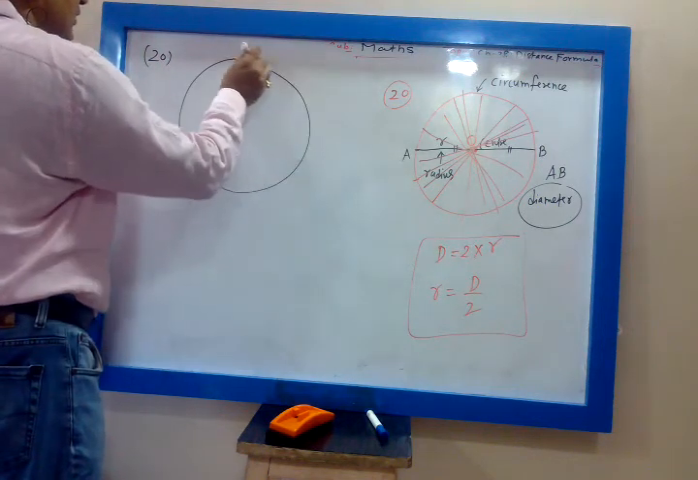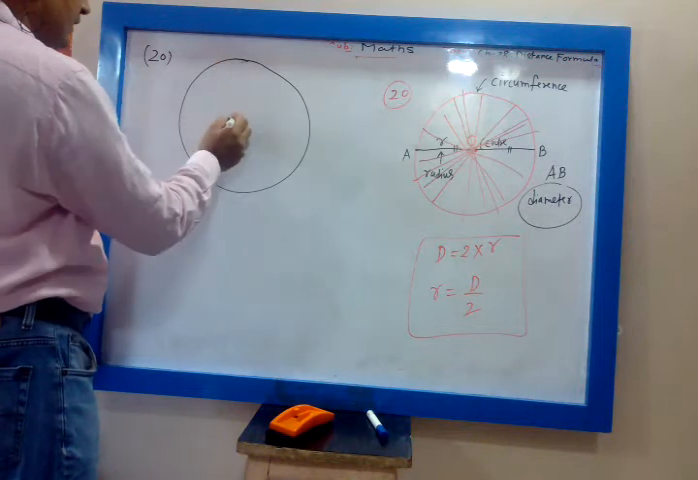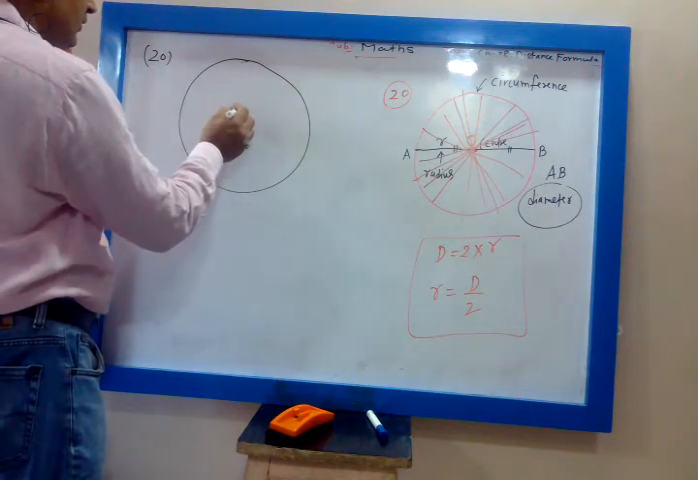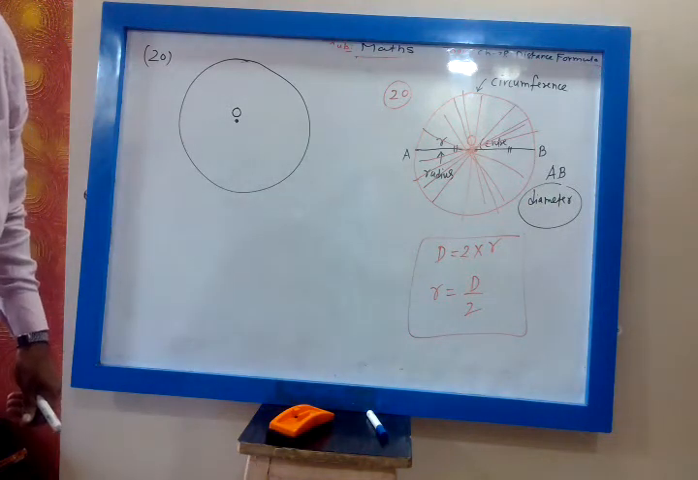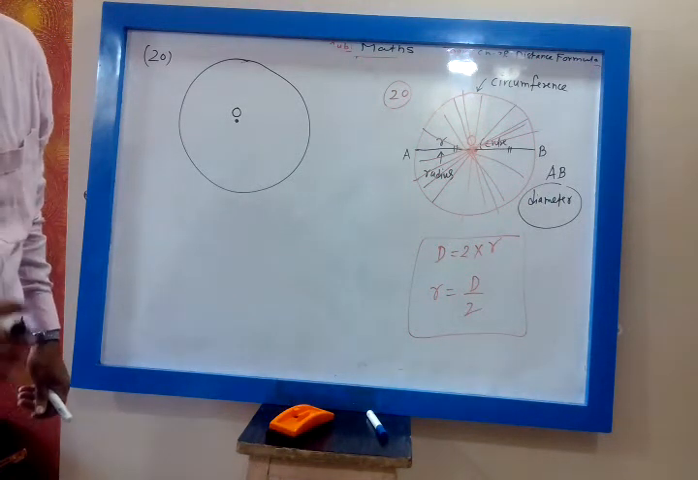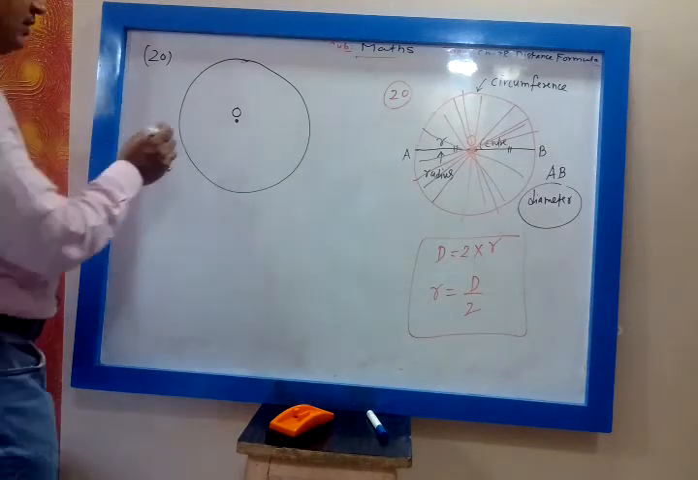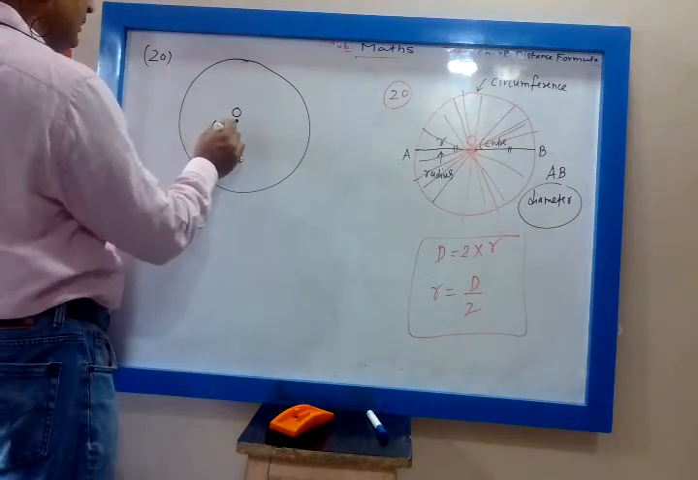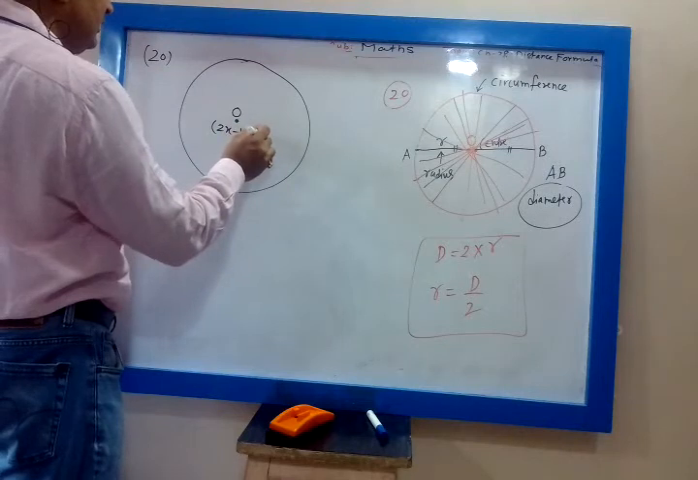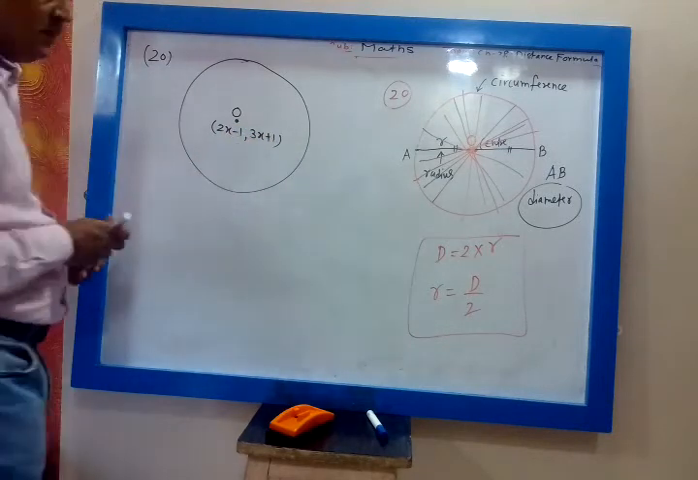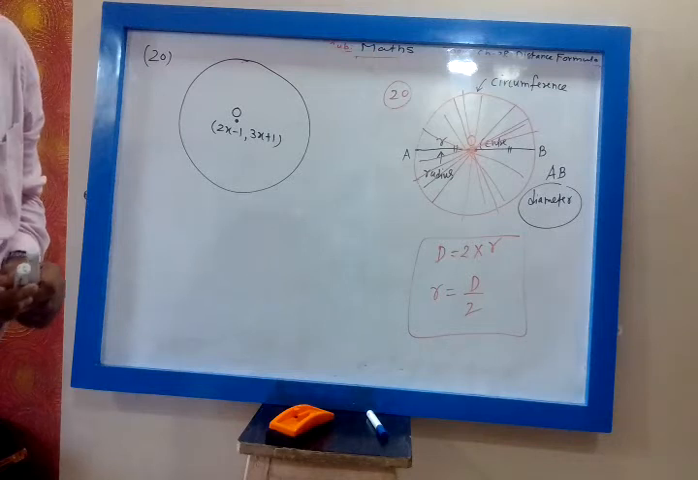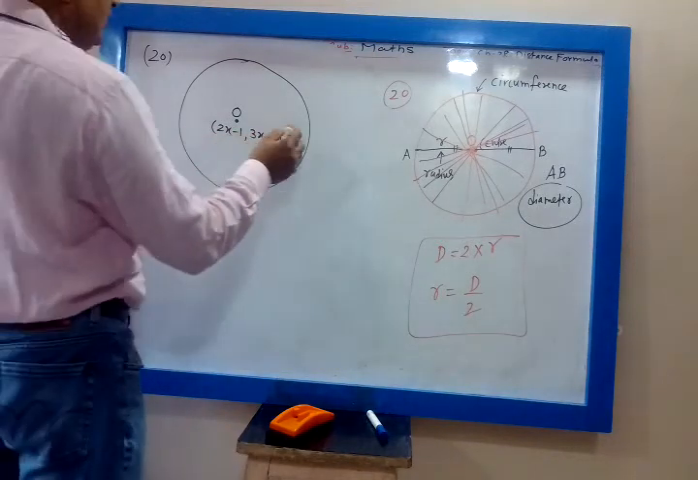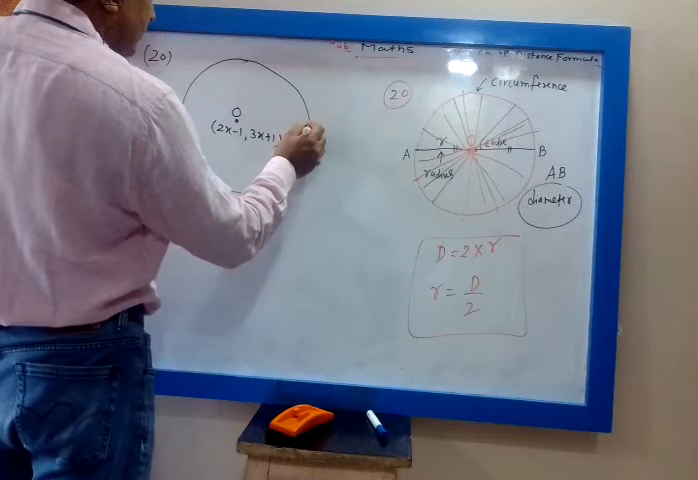So this is the circle. Draw the circle. The center is given. We take the center as O. The coordinates of the center are given: (2x minus 1, 3x plus 1). This is the center of the circle. Now this circle passes through the point (3, minus 1).